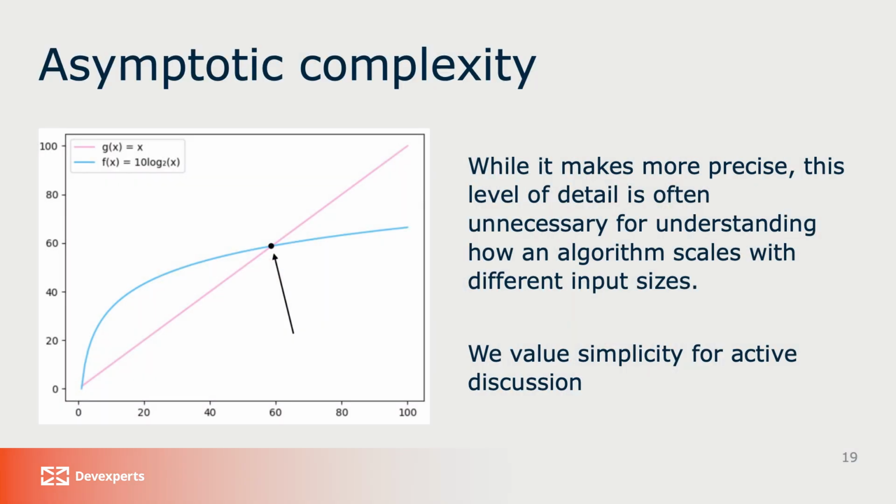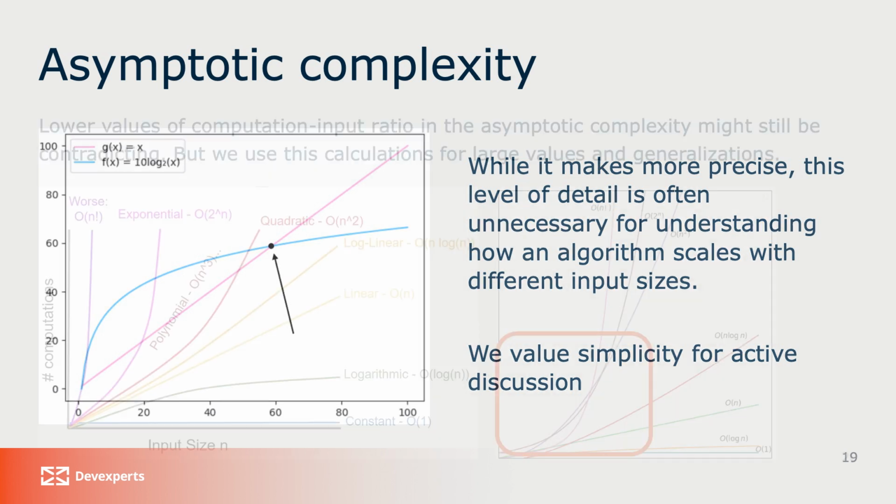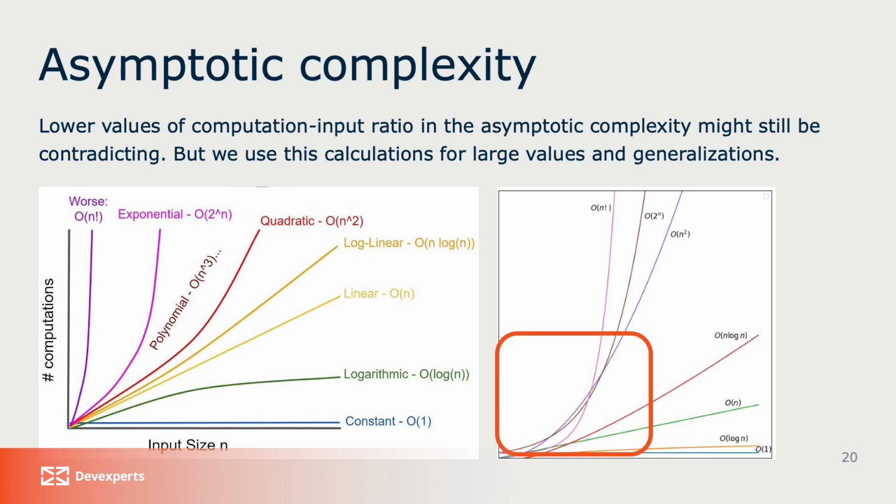While it makes it more precise, this level of detail is normally unnecessary, as I said. So we value simplicity for further and active discussion. This is not entirely correct, because when we have the lower-order parts of our functions, this will also be contradicting. But we still use this calculation because we want to focus on the larger numbers and generalizations for the discussion purposes.